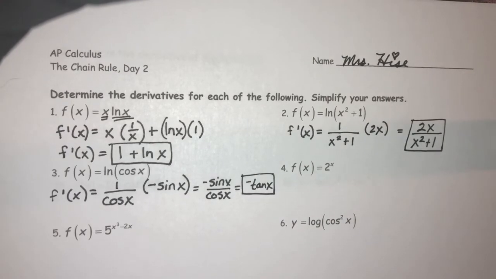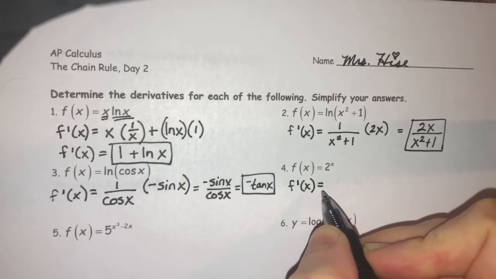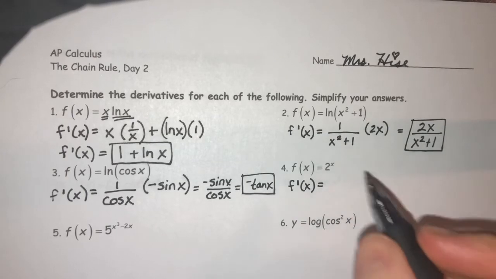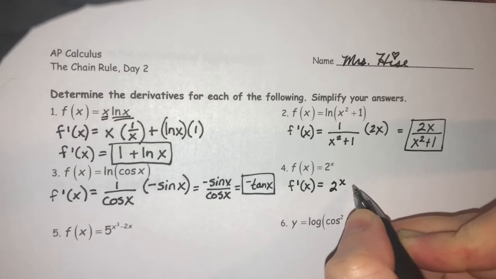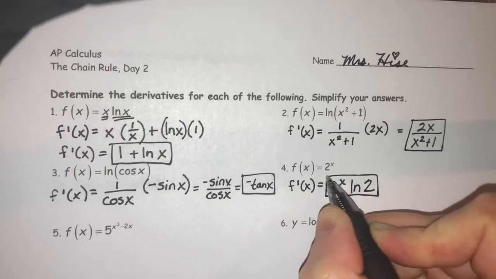Okay. All right, number 4 says f of x is equal to 2 to the x power. So this is another note card that you have in your note card stack. It is the b to the x note card. The derivative of b to the x, where b is any base on that x. So the derivative of b to the x is equal to b to the x times the natural log of b. That's one of your note cards. So the derivative of 2 to the x is 2 to the x times the natural log of 2. And that one is done.